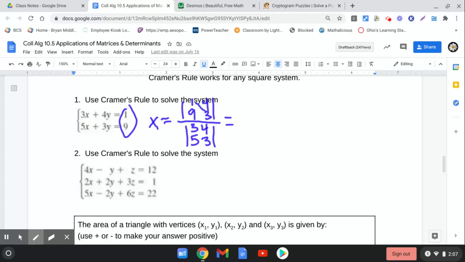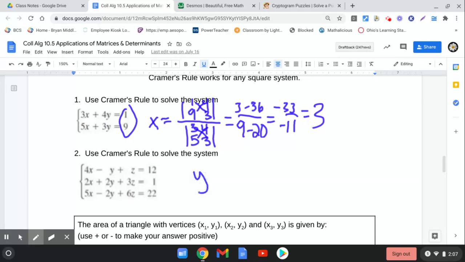So remember, it's 1 times 3 minus 9 times 4. So the determinant on top is negative 33. And then the determinant on the bottom, we have 9 minus 20, so negative 11. And we get 3. So x equals 3. That is the solution. Now to find y, we're going to do the same thing.